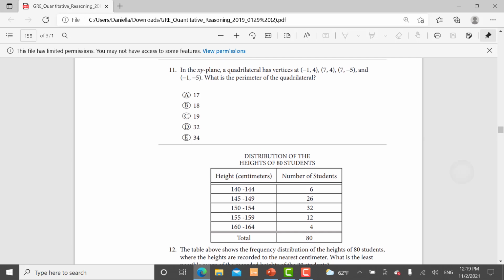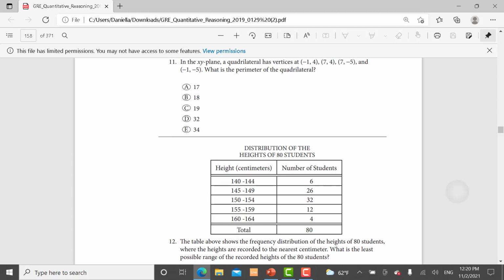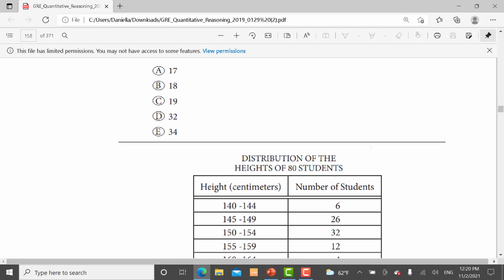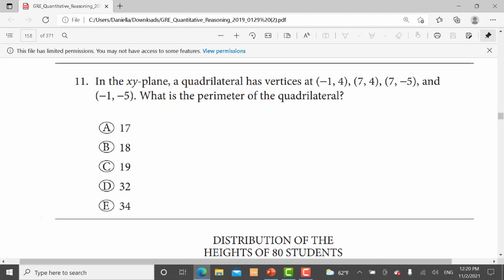Yesterday we finished questions 5 to 10, and today we are going to do 11 to 15. Here's question number 11. Let me zoom in a little bit so you can see it better.